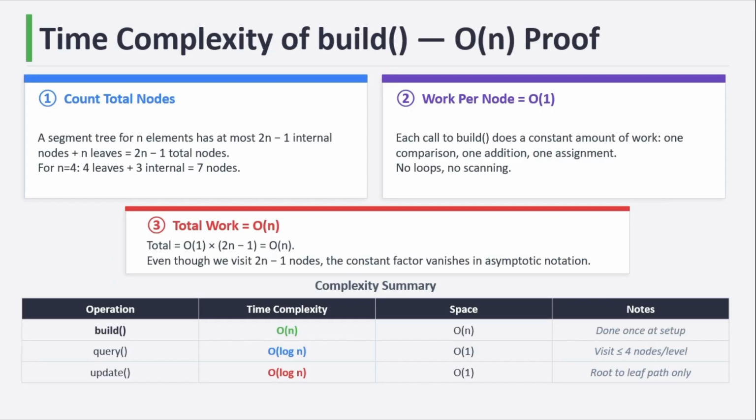Time complexity proof. And that brings us to the time complexity. First, a segment tree for n elements has at most 2n minus 1 total nodes. Second, each call to build does O(1) work, just one comparison, one calculation, one assignment, no loops. So the total work is O(1) times 2n minus 1, which is simply O(n). Even though the tree looks complex, building it is very efficient, linear time, and that's the full picture from the tree geometry to how it's stored in memory to how the build algorithm fills it in big O of n time.